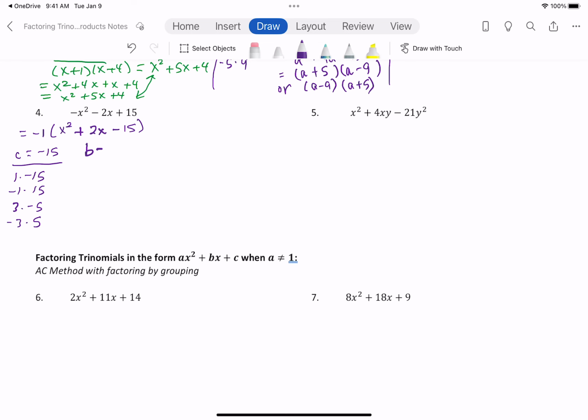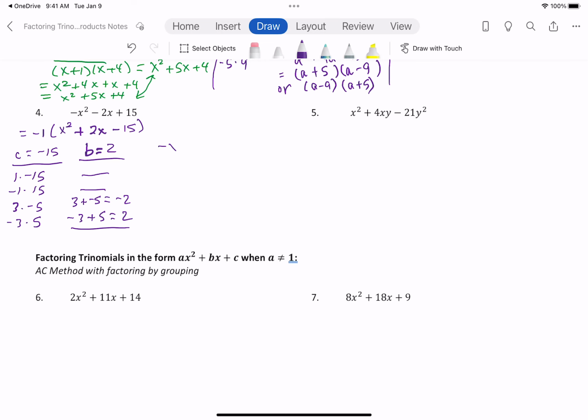So now we're going to switch to trying to determine which pair will give me b equal to +2. And of course, if I do 1 plus -15, that's not going to be it. -1 plus 15, that's not going to be it. 3 plus -5 is -2, so that's close but not it. The next one, -3 plus 5, that's going to be our winner. -3 plus 5 is 2.